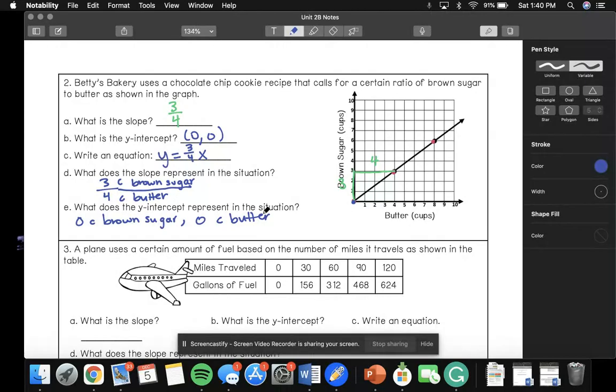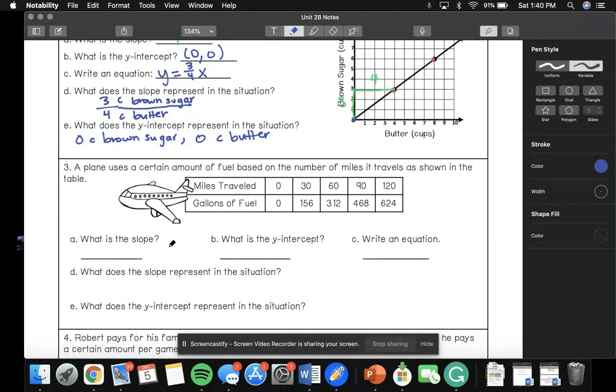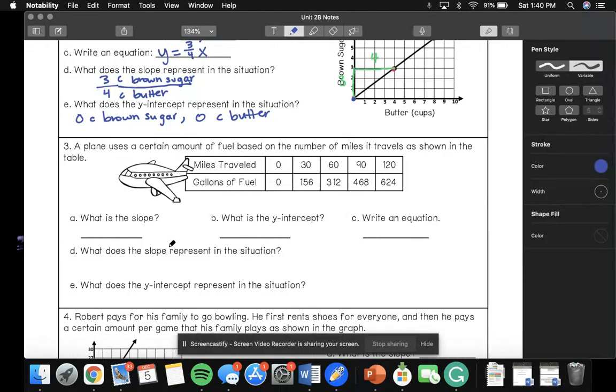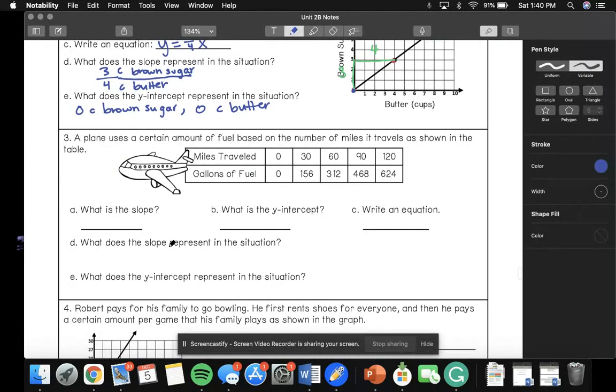All right. Problem 3, a plane uses a certain amount of fuel based on the number of miles it travels as shown in the table. First, it asks, what is the slope? So we have our miles traveled, so that'll be our x value. And then we'll have gallons of fuel, and that'll be our y value. So the change in our y values for our slope would be 0 to 156. So that'd be up 156. The change in my x values will be 30. Okay, so 156 over 30.